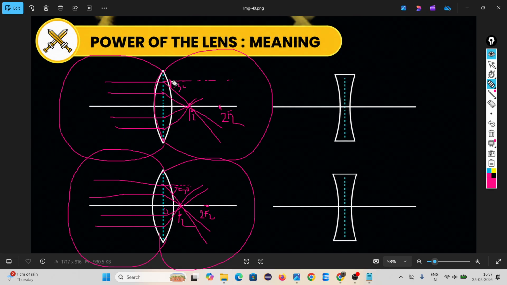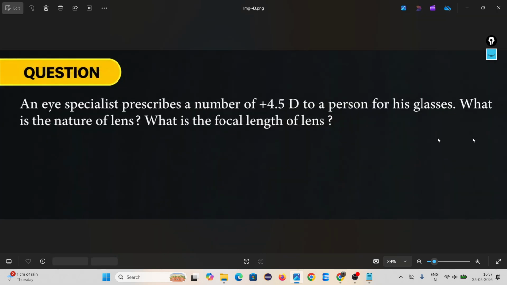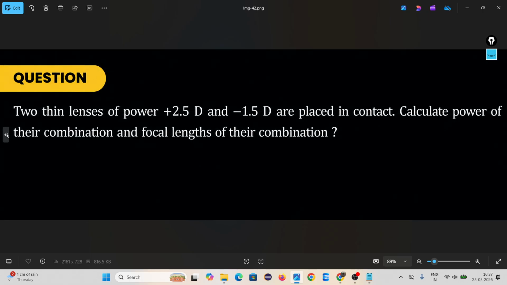Suppose a light is going, and here the lens is not there. Its path should be straight. It is a thinner lens. Look at the angle here and here, the converging or diverging. In lens number one, look at the diverging angle, the angle between the straight line of the light and the converging path. This is power. Two questions are there based on power.